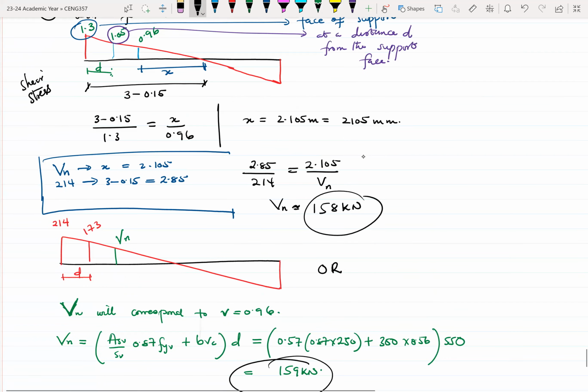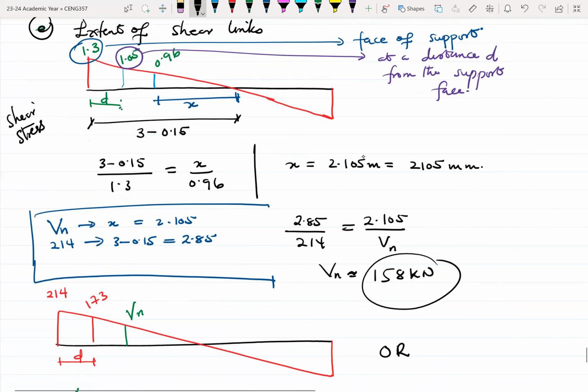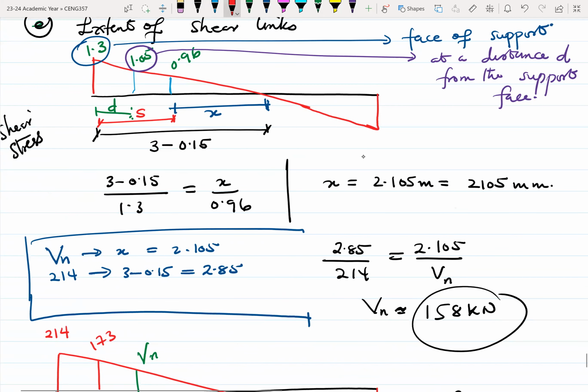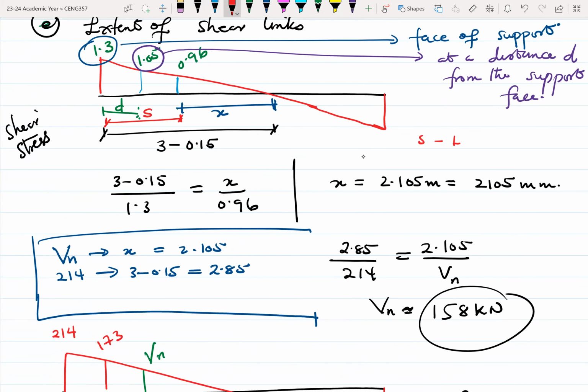So once we get our Vn, coming back here, from the face of the support to where the nominal link starts will be the extent of the shear length. So here, x is supposed to be the extent of the shear links.